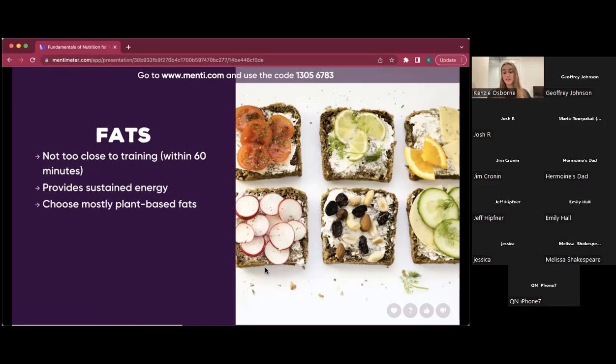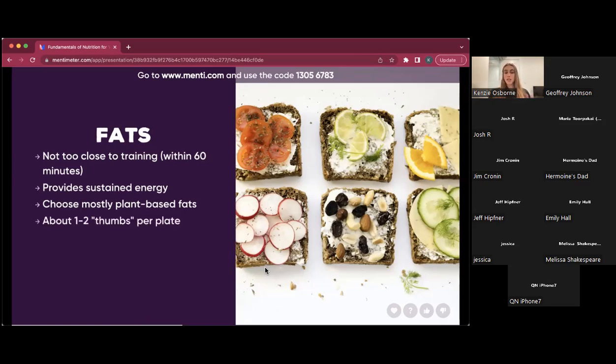Choose mostly plant-based fats. So you can get fats from a variety of sources. You can get them from fatty meats, like beef or steak. You could also get them from cheese or from higher fat dairy products. Those are all fine and well to include in a diet, especially if we're trying to make something that's enjoyable and sustainable. But try to choose more plant-based fats than those animal-based fats. So those would be things like nuts, seeds, nut butters, coconut, avocado, olive oils, things like that. Those are going to provide our body with a source of fat that's a little bit healthier for our heart and for our body.